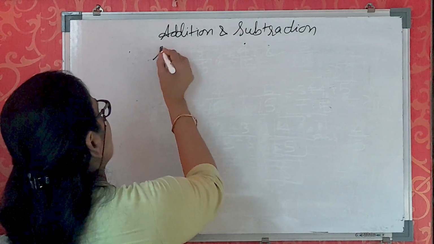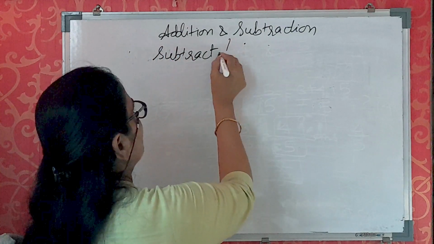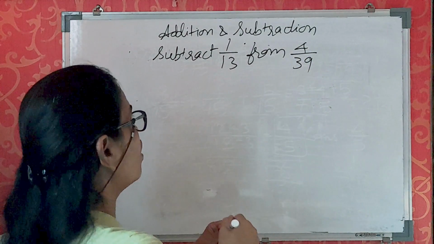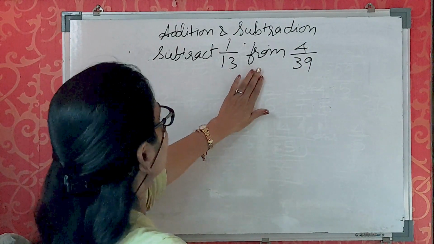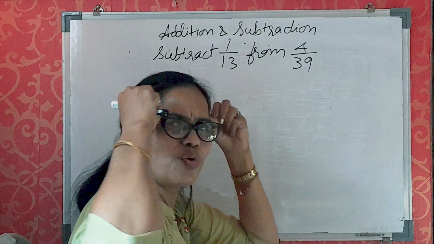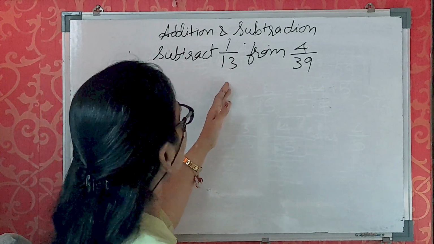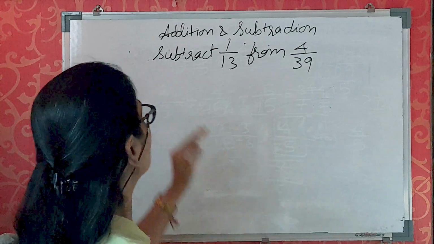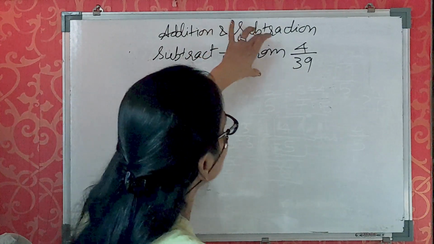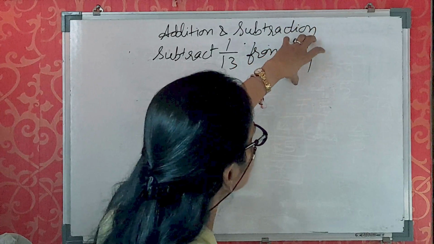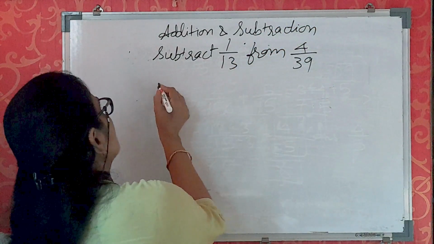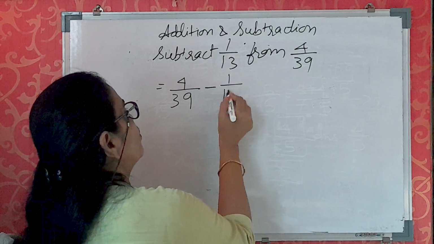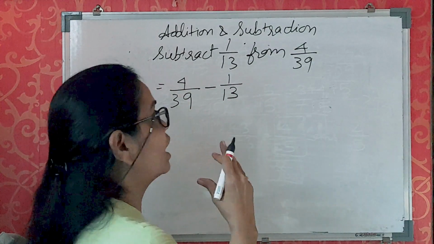So suppose your second sum is: subtract 1 upon 13 from 4 upon 39. Children, this is where you all make mistakes. If your sum is like that, you don't just read it and write it as 1 upon 13 minus 4 upon 39. That is wrong. Read it carefully: subtract this number from this. That means 4 upon 39 will come first: 4 upon 39 minus 1 upon 13. This is the way you write it.